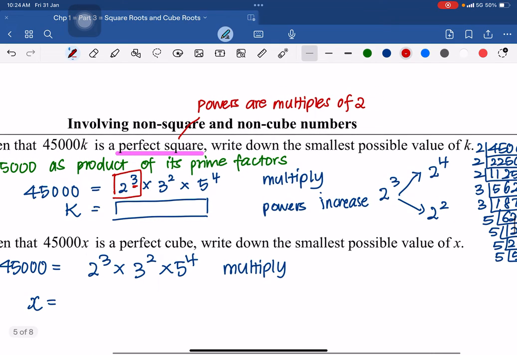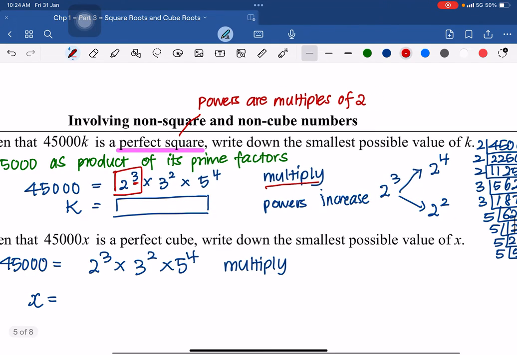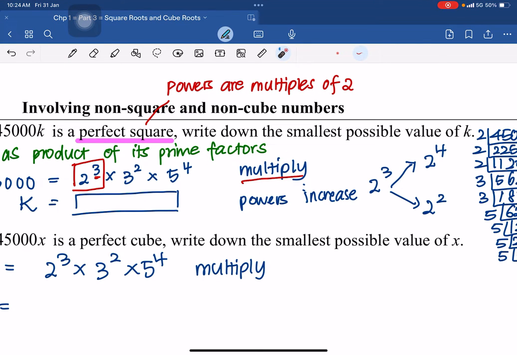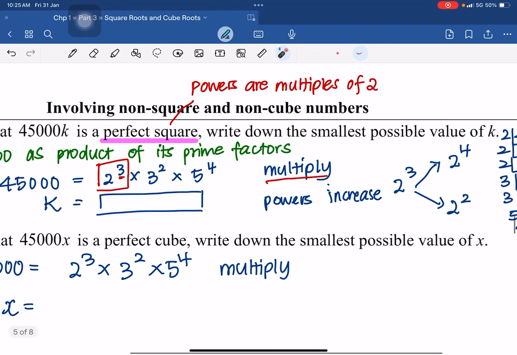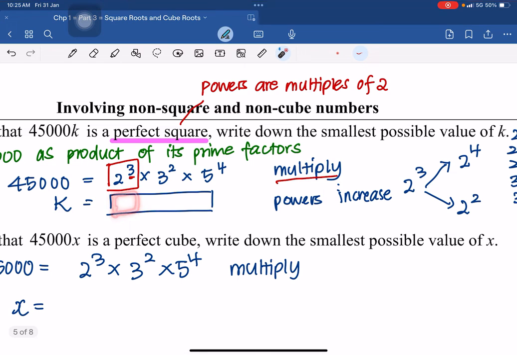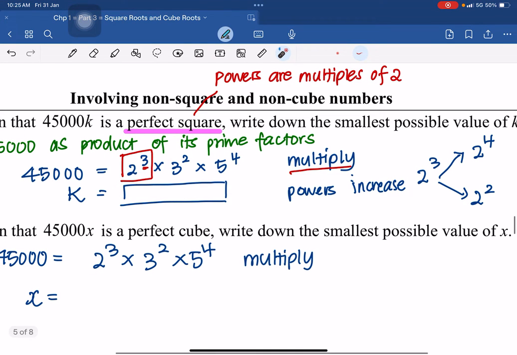When I multiply by k, I want my powers to increase. Do I want to make 2 cubed increase its power to 2 to the power 4? Or do I want to decrease my power to 2 square? In this case, my power can only be increased. So I need to make it become 2 to the power 4. Now, what do I need to multiply here to make it become 2 to the power 4? There's already 3 of the factor 2. I need one more factor. So it will be factor 2 to the power of 1.